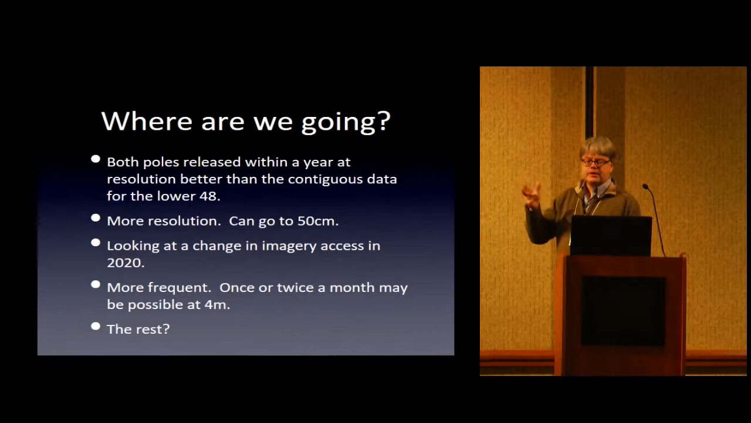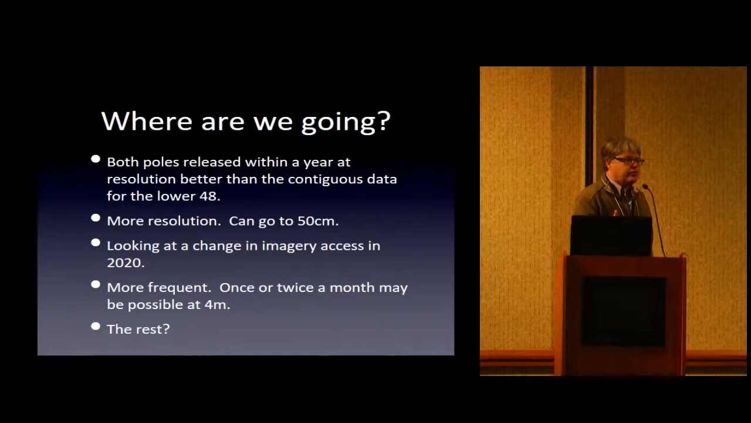We're looking at more resolution. Right now we're producing 2 meter in the Arctic and 8 meter in the Antarctic, but we can take that to 50 centimeter with the existing imagery, with more computer time. We're looking at a change in imagery access in about 2020. And we're looking at other satellites here. Remember, we're working with commercial satellites right now that are under contract, and those contracts come and go.